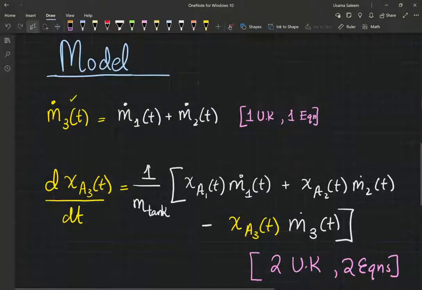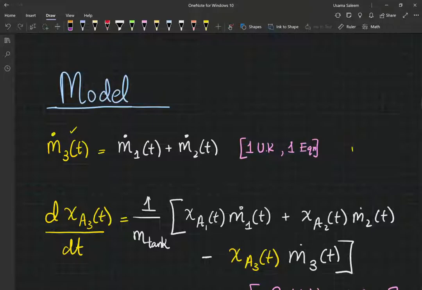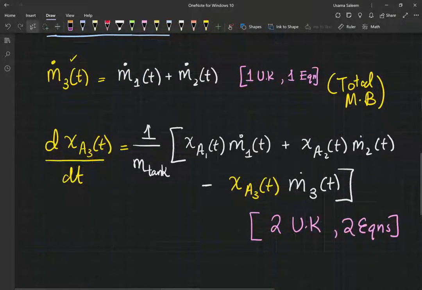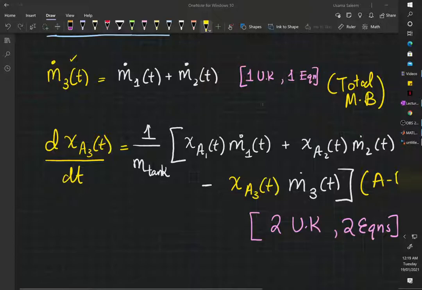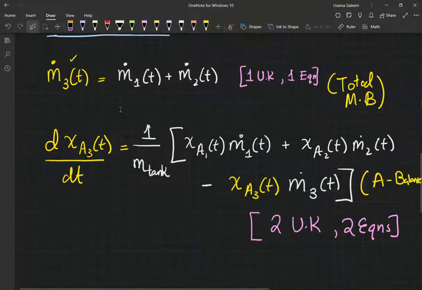Here I have the first equation, which is the total mass balance. And the second equation is the component balance, the A balance, as you can probably see. And these equations have already been derived in the previous video. So if you have trouble deriving one or both of these equations, just go back to the earlier videos where I've been going through this tank problem.